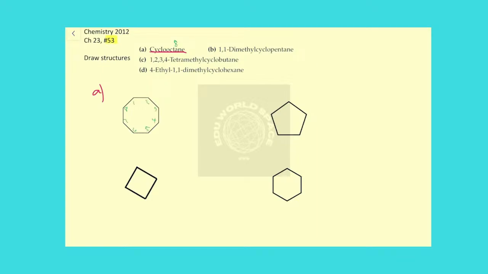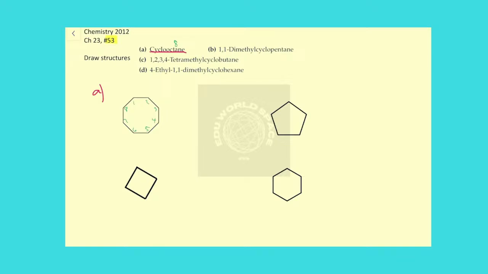Part B is a little more complicated. We have groups now attached to it, right? We got 1,1-dimethyl cyclopentane. Pentane means we have 5 carbons, and cyclo means they are in a ring, hence this pentagon that I have right here on the right side. And then we have 1,1-dimethyl. 1,1-dimethyl means we have 2 methyl groups, and both of them are on carbon 1.